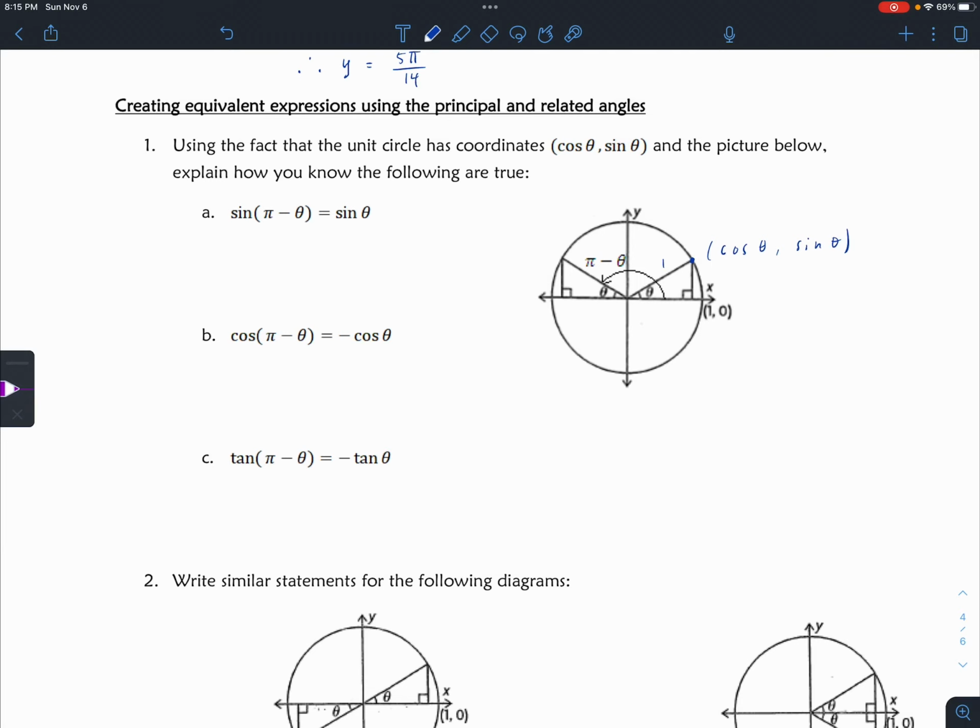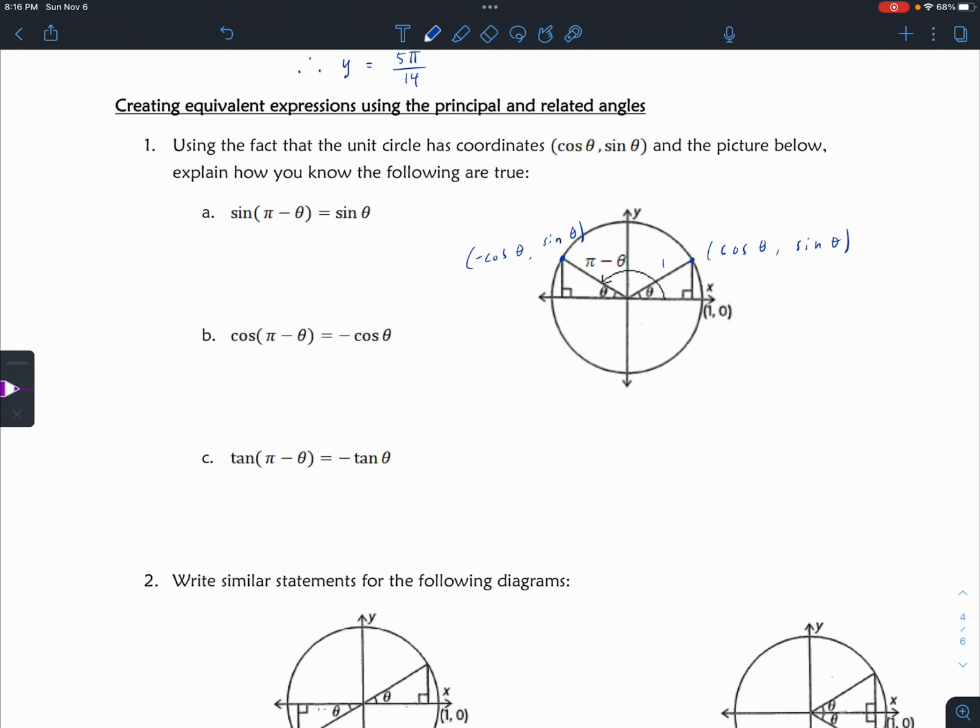So one thing about this is, if we look at this point over here, this point here would be negative cosine theta and then positive sine theta, right? We know that cosine is negative in the second quadrant, and sine is still positive because the y values are positive in the second quadrant while the x values are negative.